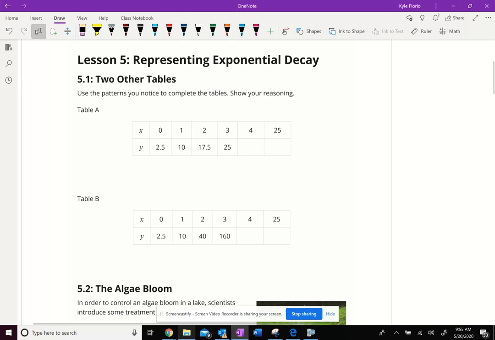The first activity, 5.1, has two tables where you're going to use the patterns to see if we can complete the tables. In this first one, we have 0, 2.5, 1, 10, 2, 17.5, 3, 25.